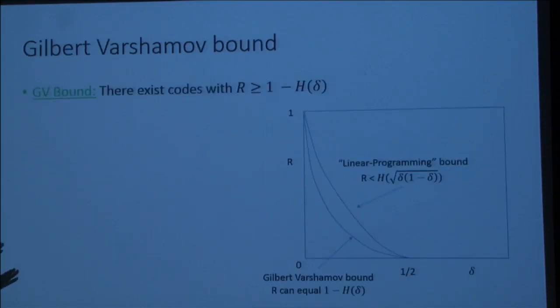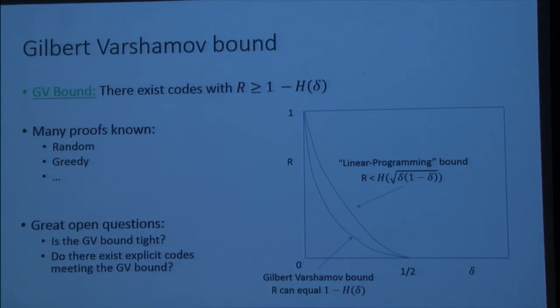Okay, so the Gilbert-Varshamov, the GV bound. So there exist codes with such large rate, and in fact we know many constructions of codes which meet the GV bound. We know the random code meets the GV bound, a random linear code meets the GV bound, the greedy code where you just pick points greedily so that the distance stays large, that meets the GV bound. We know lots and lots of codes, but we still don't know if we can do better than the GV bound. And two very important open questions in coding theory: one is, is the GV bound tight?